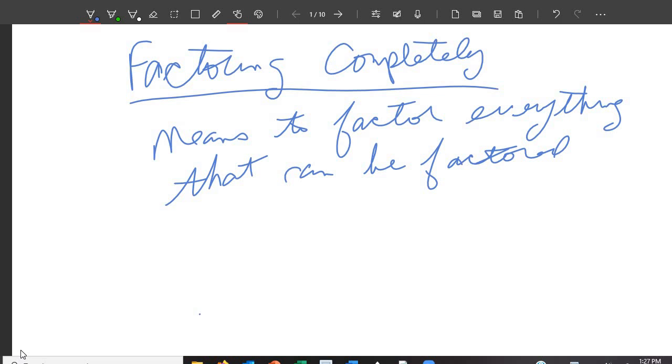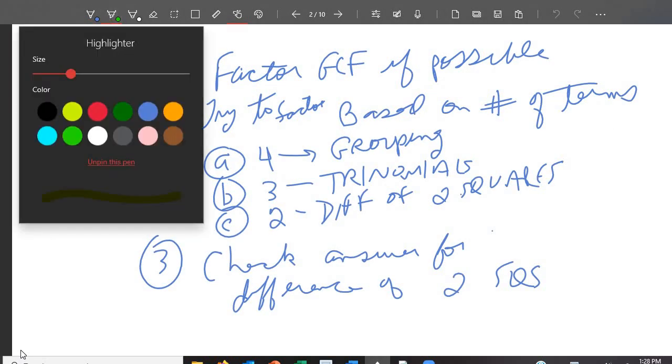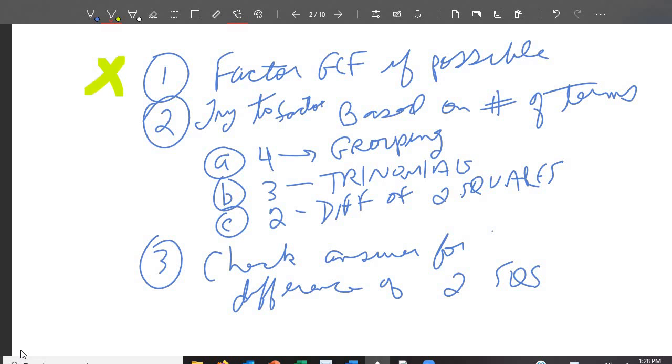Now, here's a little process you go through. First thing you do is you check for GCF. That is the first step. If the problem has a GCF, you want to factor that first.